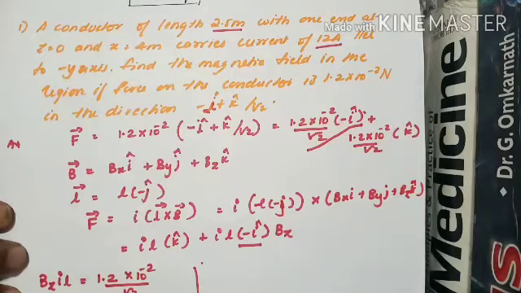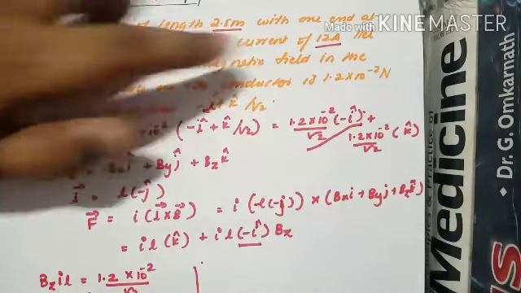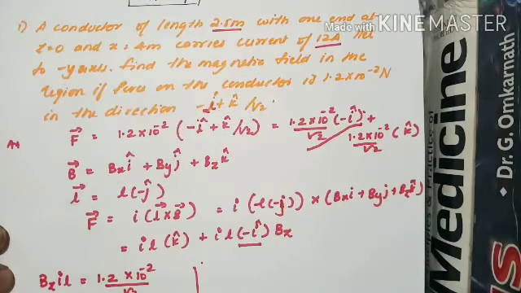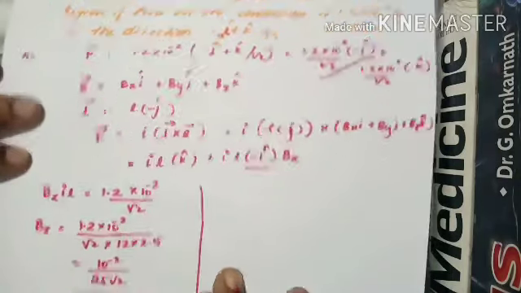Now I and L: the value of I is 12 ampere and L is 2.5. So Bz is equal to 1.2 into 10 to the power minus 2 by root 2, and in place of I and L what do I write? The current is 12, the length is 2.5 meter. You will get the value as 10 to the power minus 2 divided by 25 root 2. Do the calculation yourself.